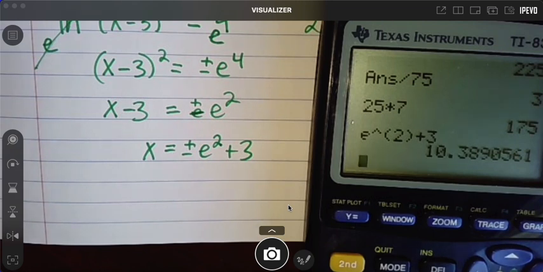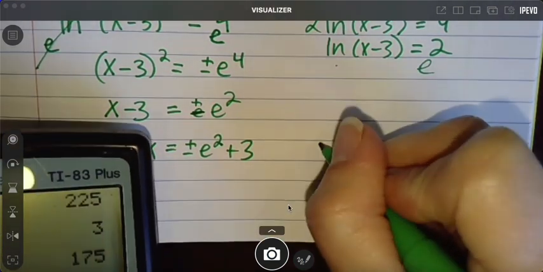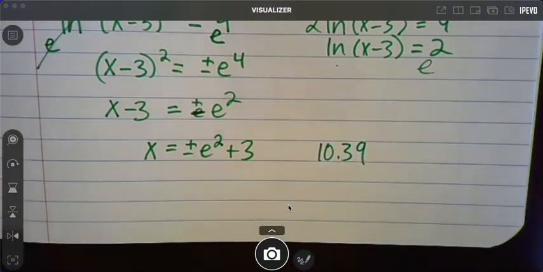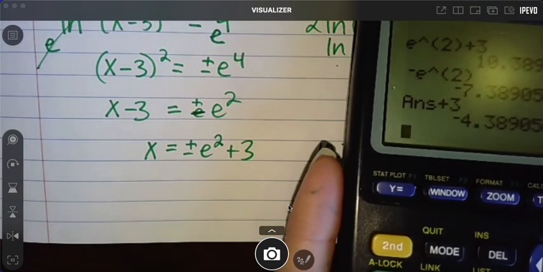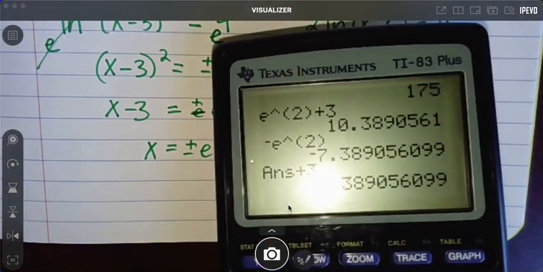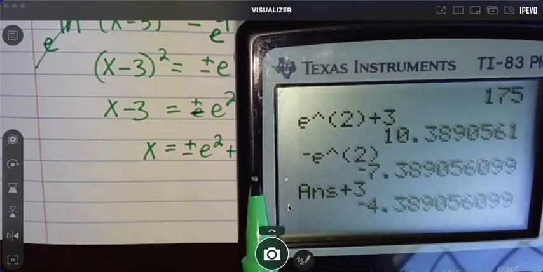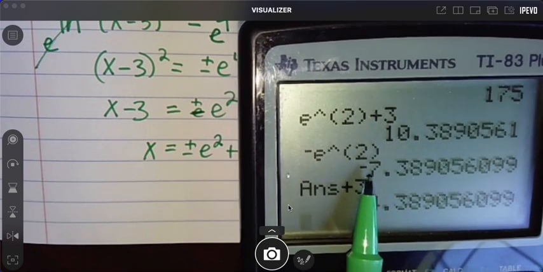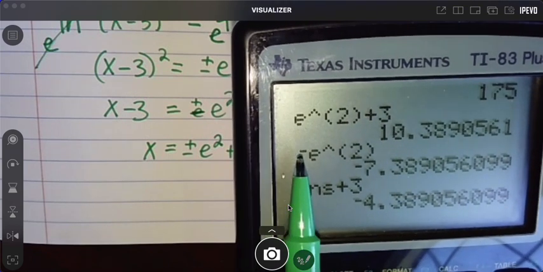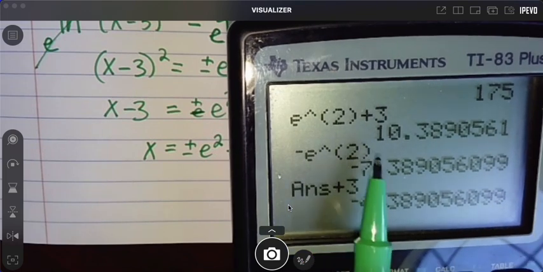I'm looking at the wrong problem. It's 10.39 for that one. And then if I type in negative e squared, I'll show you in just a second. I get negative 4.39. There it is. I typed in negative e squared. The negative was way out here. Not in parentheses, on this one. Your negative sign's out here. You're squaring e, and then I add 3.